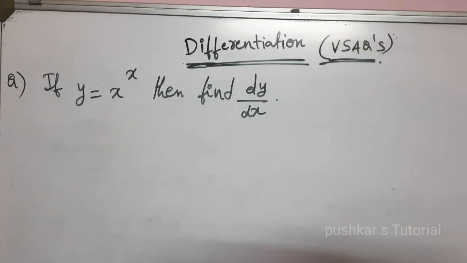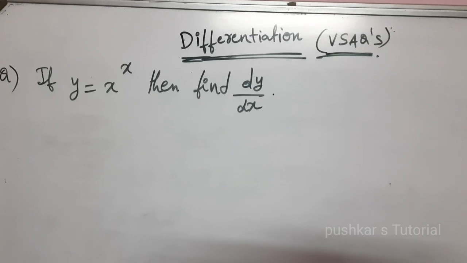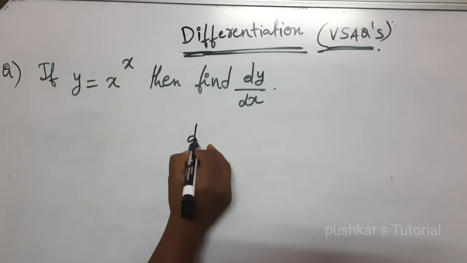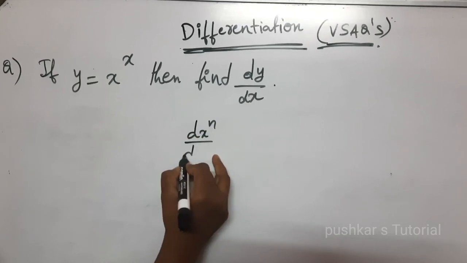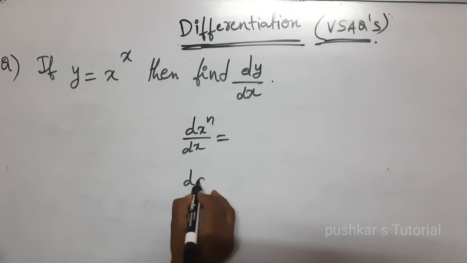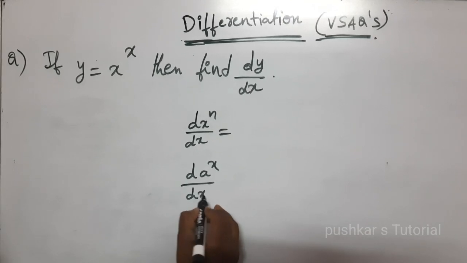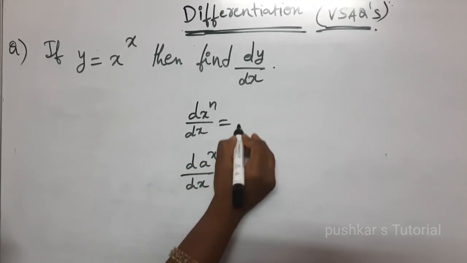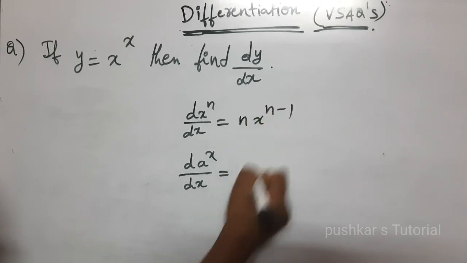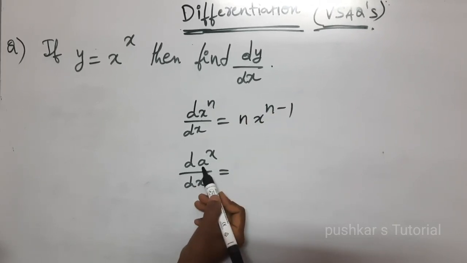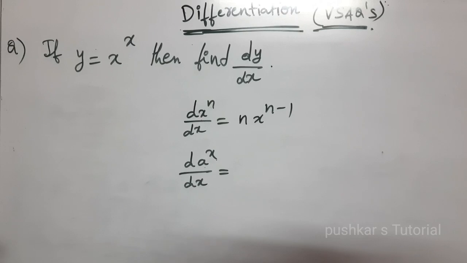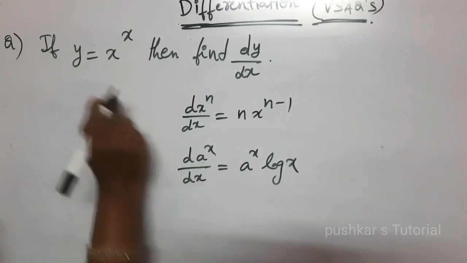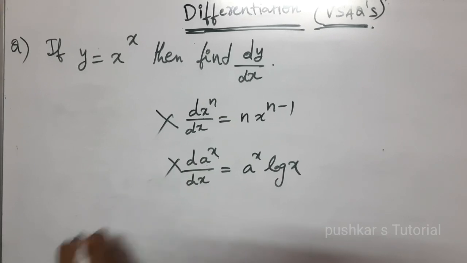If y is equal to x power x, then find dy by dx. So it is neither looking like the x power n formula nor the a power x formula. Why? Because in x power n the base is variable and the power is constant, so we can apply n into x to the power of n minus 1. In a power x the base is constant and the power is variable, so we can apply a power x log a. But it is not looking like either of these formulas.